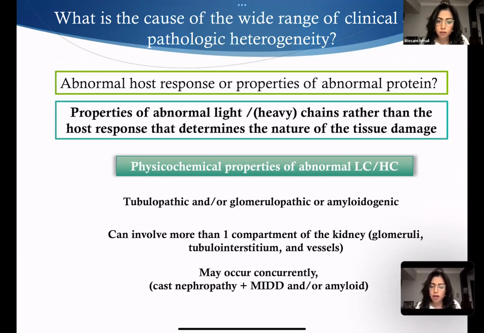So you can have cast nephropathy plus MIDD, cast nephropathy plus amyloidosis. You can have MIDD or amyloidosis, and actually, you can have all three of them. So we cannot know what's going to happen to this patient. It all depends. It's a random process depending on the physiochemical properties of these abnormal light chains and how the kidney is going to respond to them. And this is what determines the pathology and eventually the clinical picture the patient presents with.